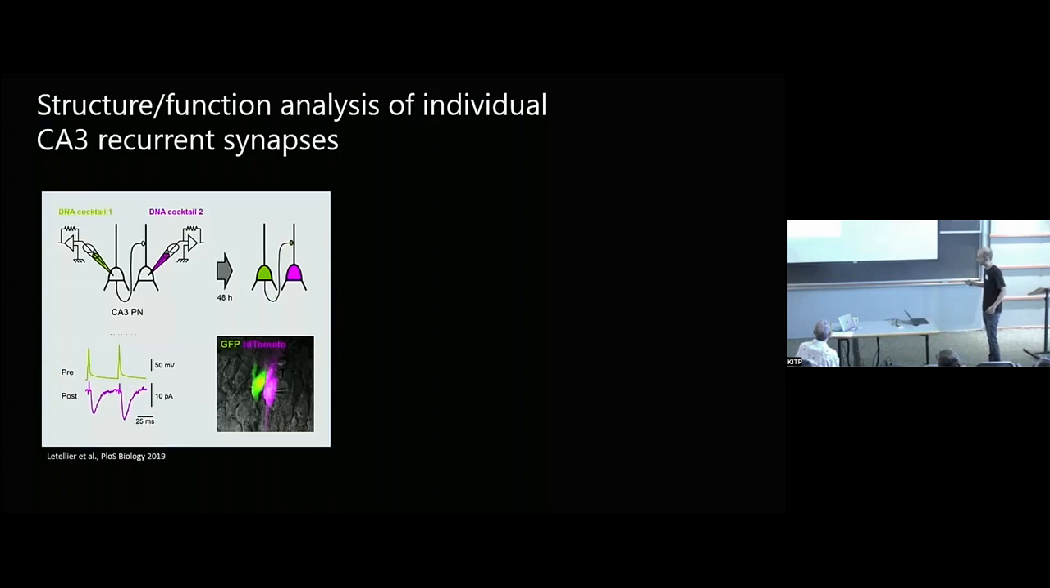The idea was to target CA3 pyramidal cells in organotypic slices, because we know they make recurrent connections, with patch clamp recordings. This allows us to assess the functional connectivity between the two cells, and at the same time, through the patch pipettes, you can infuse cocktails of plasmids in each of the two cells and get them expressed to visualize cells and also to manipulate the expression of any gene of interest.